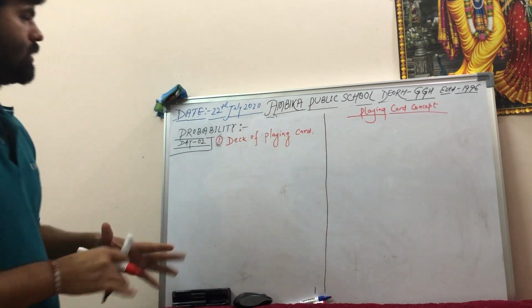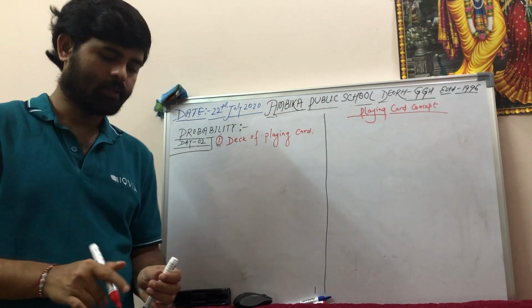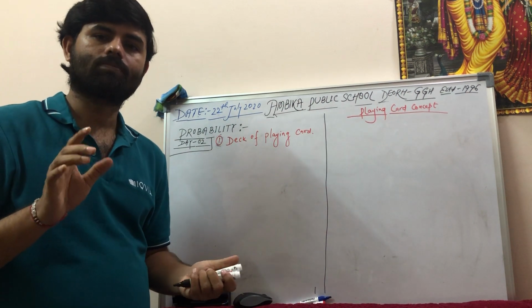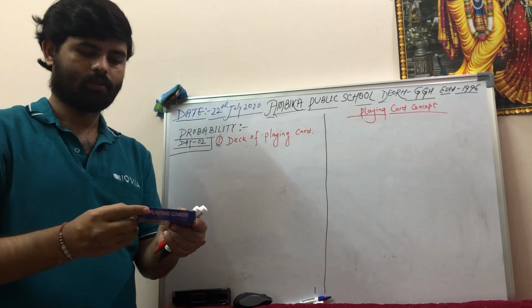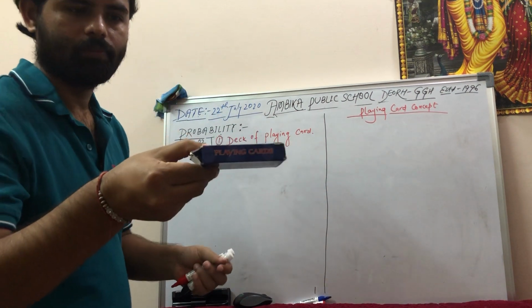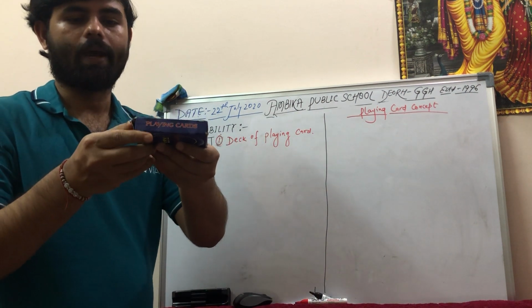Right. The first word you will see is deck of playing cards. I will say deck is very simple. Deck means packet. I have this playing card. Just see this one. This is the playing card. So you can see this is a packet, right?